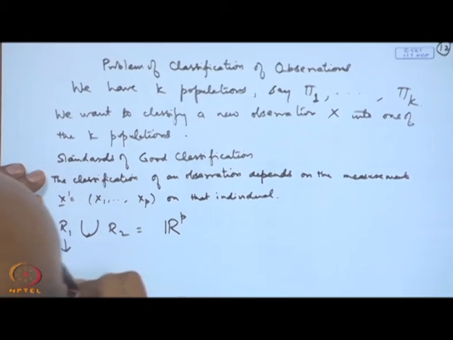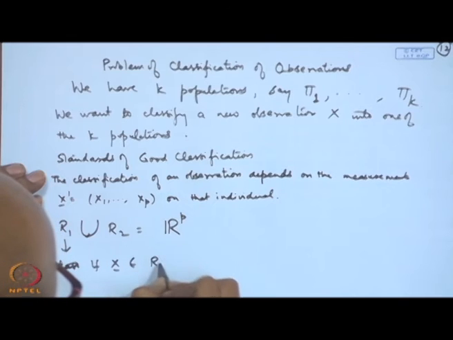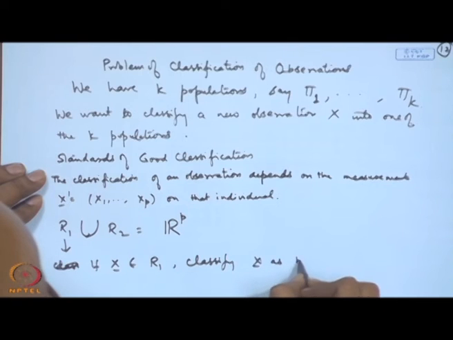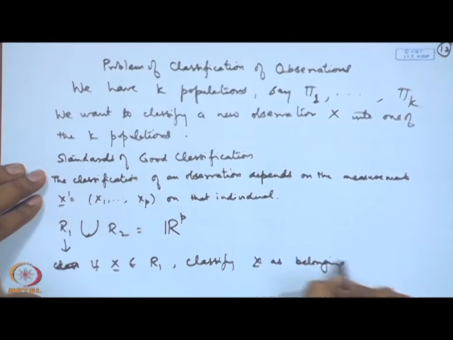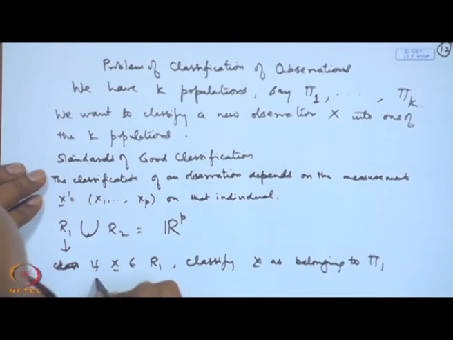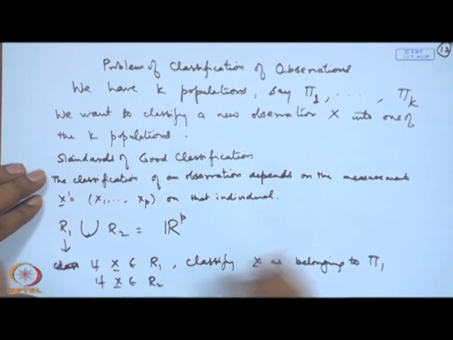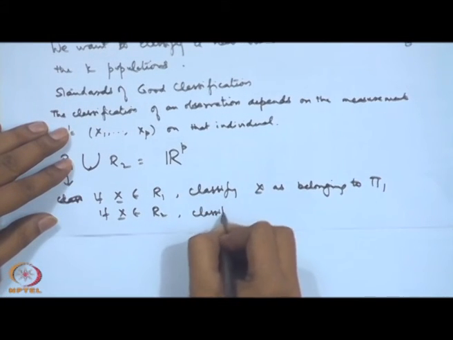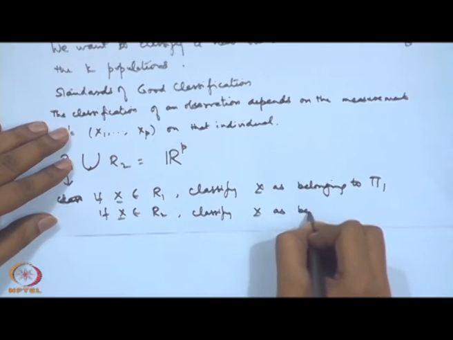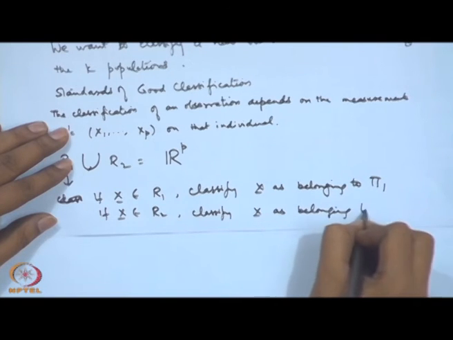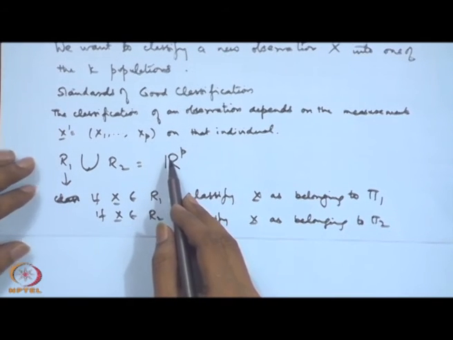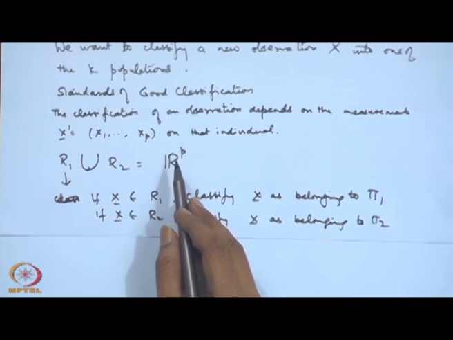So, we can consider R 1 and R 2 as a partition of the p dimensional space here, where R 1 is the space where, if x belongs to R 1, we classify x as belonging to pi 1, and if x belongs to R 2, then we classify x as belonging to pi 2. This R 1 and R 2 are disjoint regions in the p dimensional sample space.